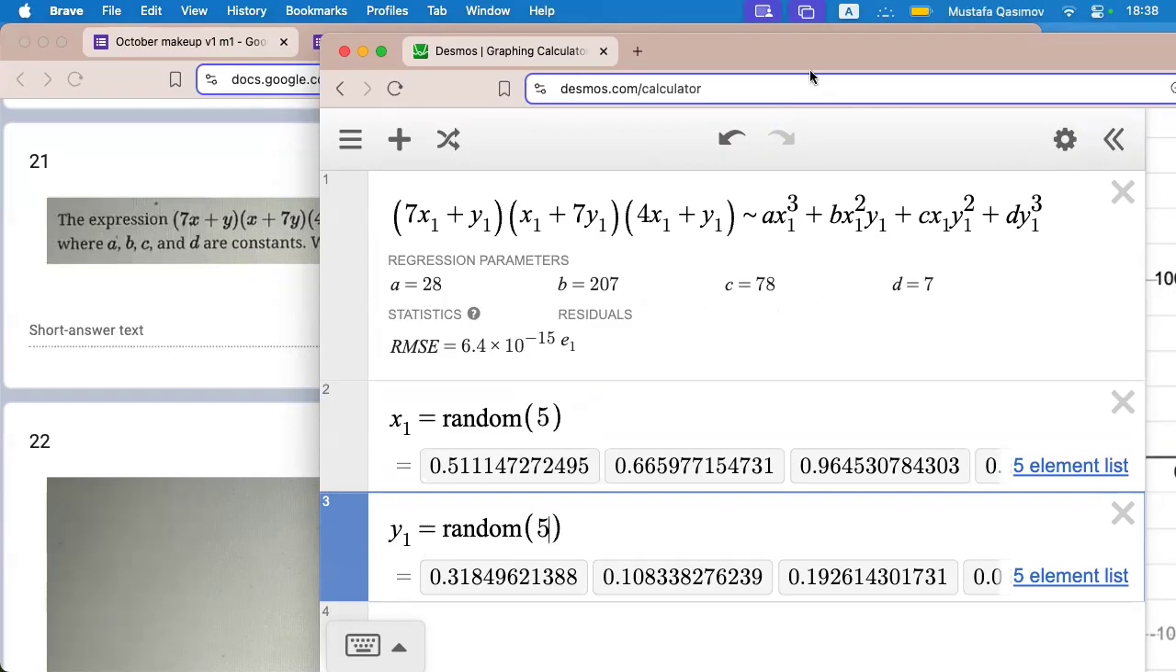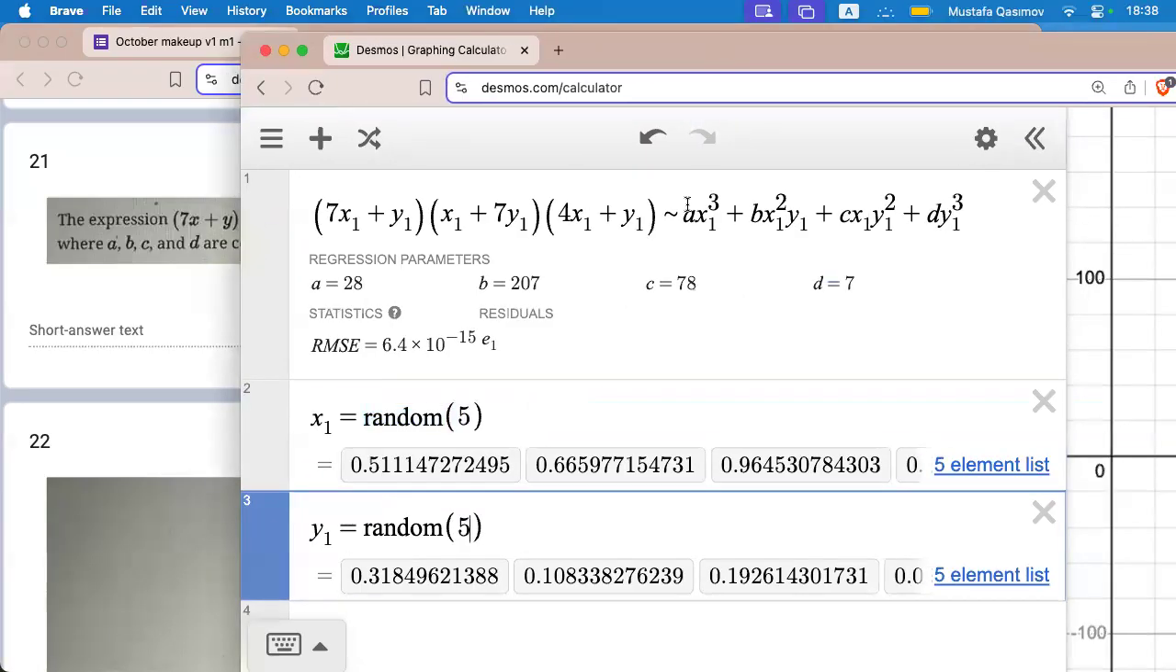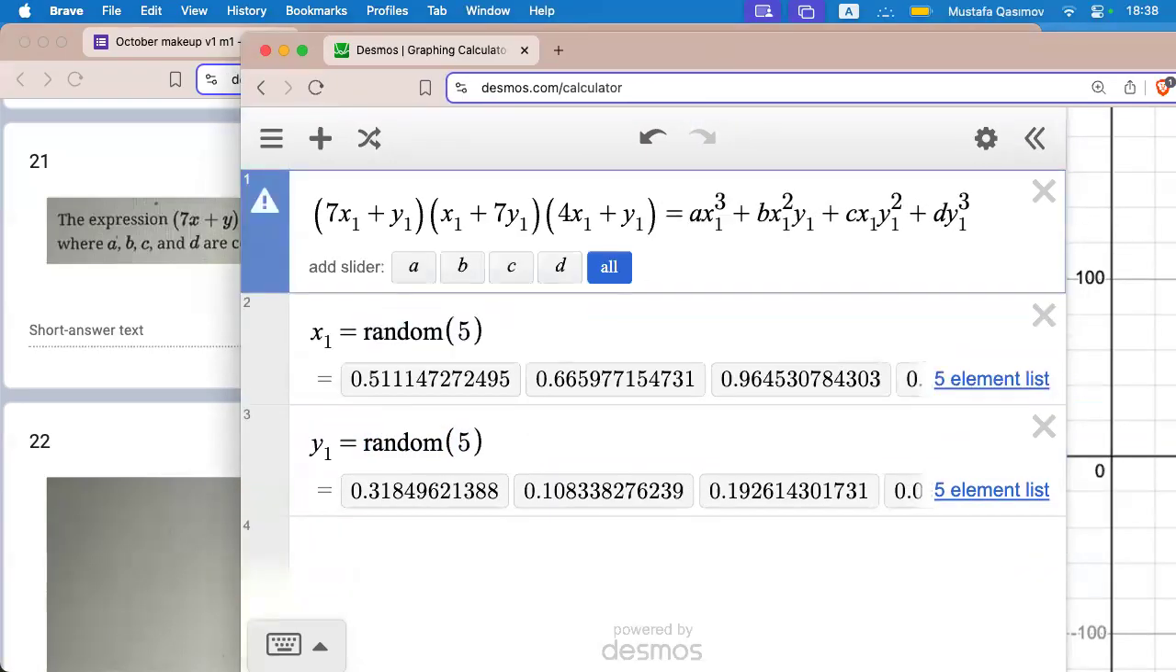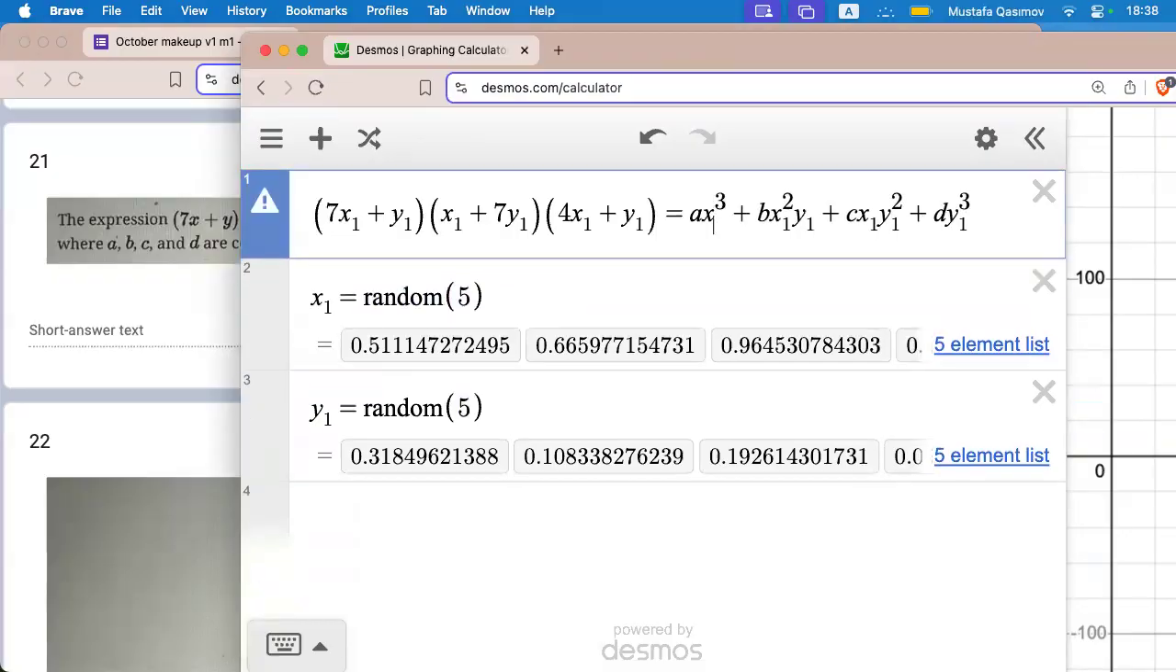You can look at this at home too. But without Desmos we can also find it like that. Let's delete this one.